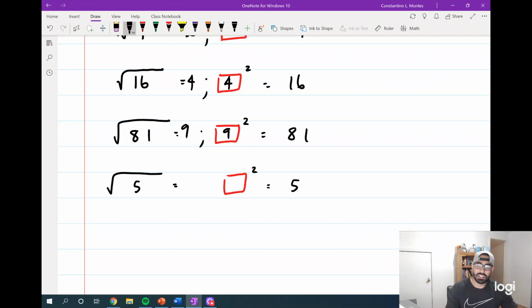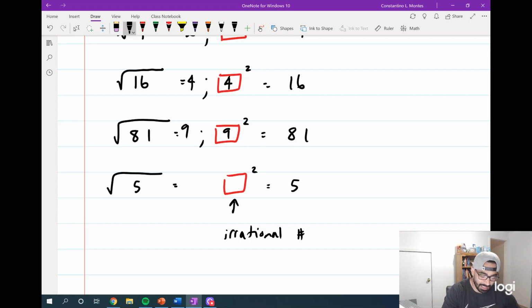And the interesting thing about this is this doesn't have a whole number solution. This number that would go right here would be an irrational number. We're not actually going to get into that too much, but just know that not every square root that we're going to take a look at is going to simplify to be a whole number or even a rational number. Sometimes we get these things called irrational numbers.